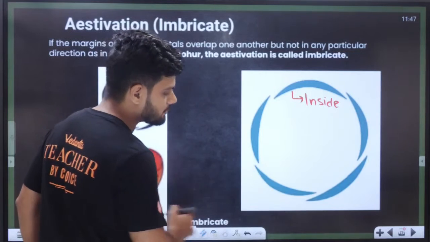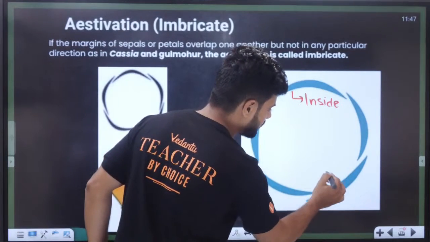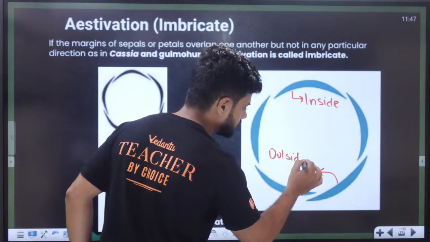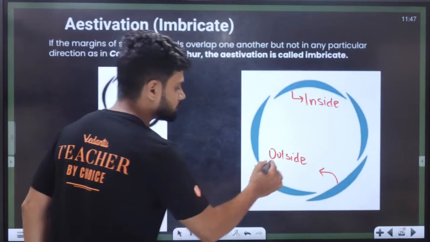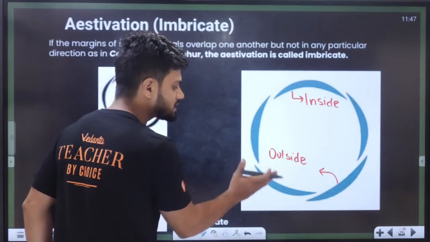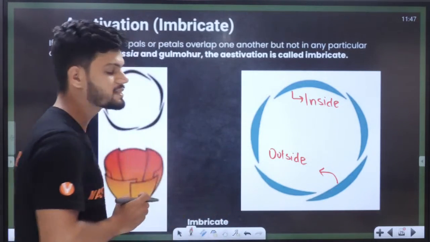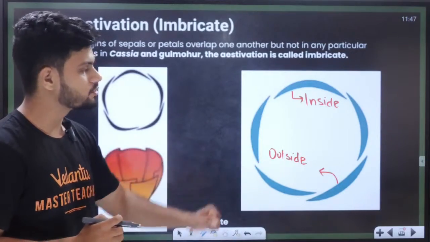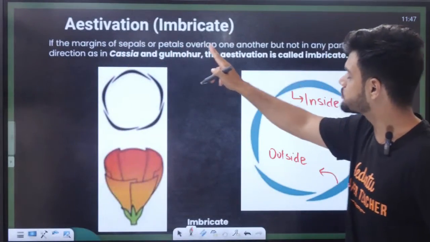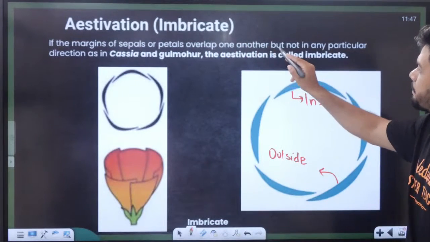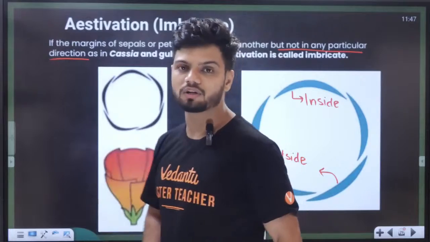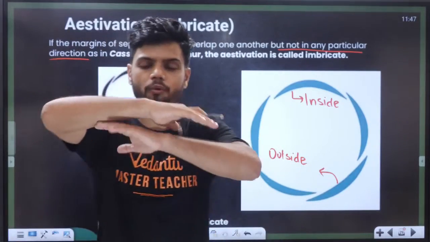And at the same time, this petal right here is completely on the outside. Okay. Outside. So completely inside, completely outside. The rest are all overlapping. That is called your imbricate aestivation. That is, if the margins of petals or sepals overlap one another, but not in any particular direction or order. They are just overlapping on each other.